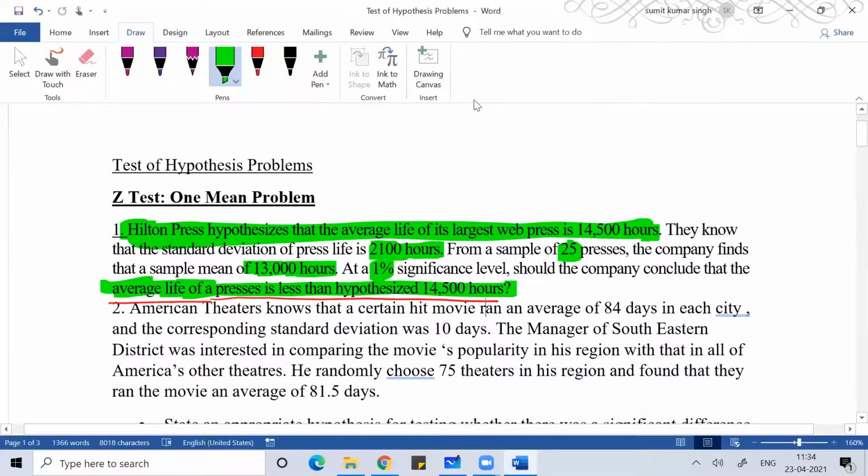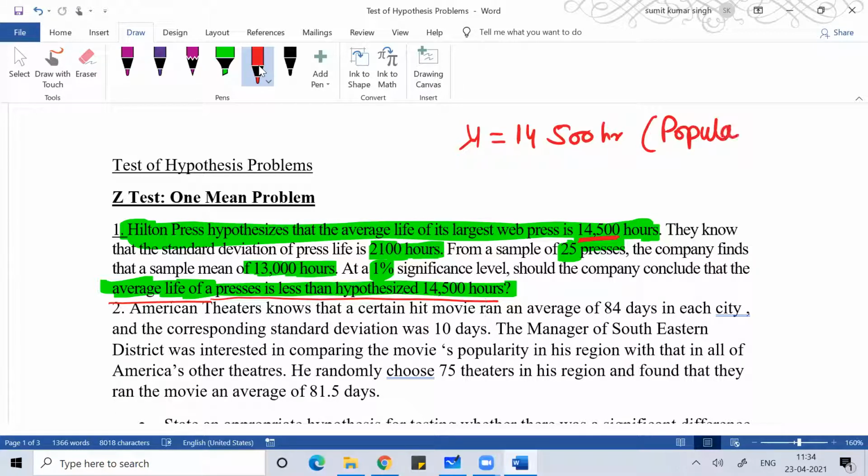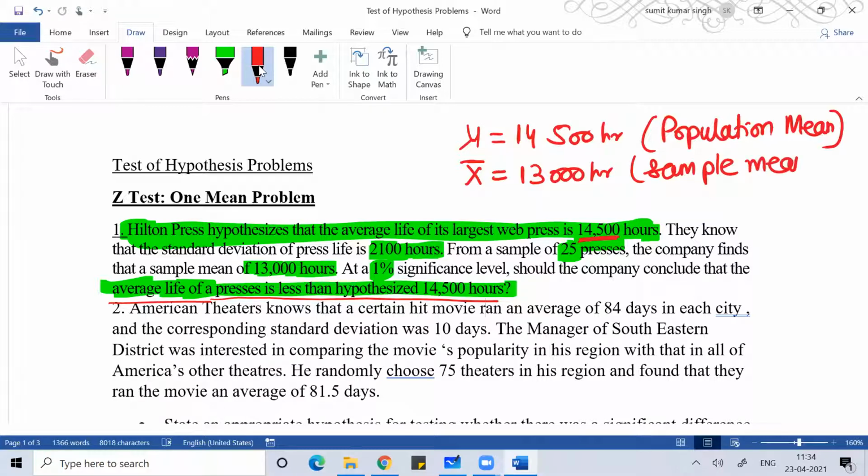So you can understand everything is given in this problem. Whatever is given here in the data, this will be the population mean, 14,500 hours. This is called the population mean. When you want to prove or disprove the null hypothesis, you collect a sample, and the mean of the sample is called the sample mean, which is given here as 13,000 hours. This is the sample mean. The n here is 25.